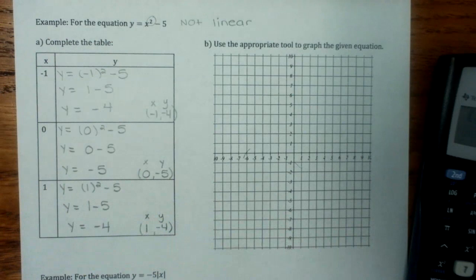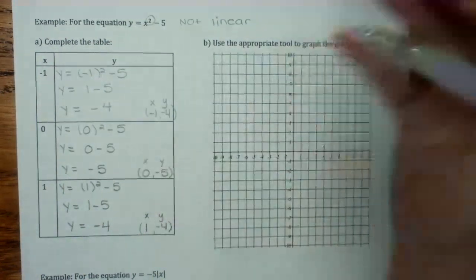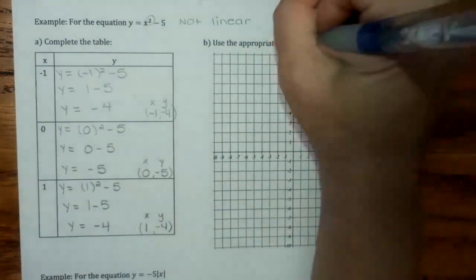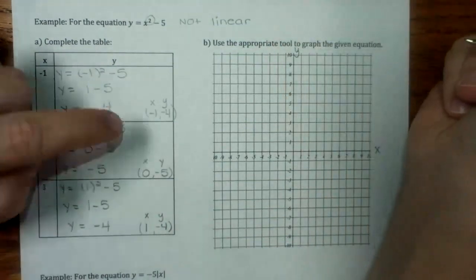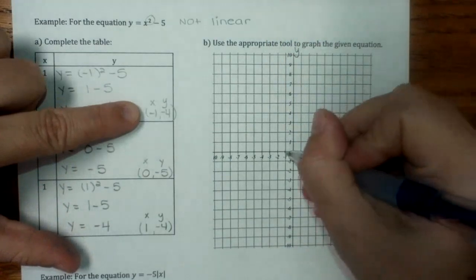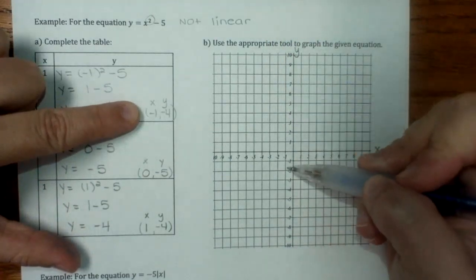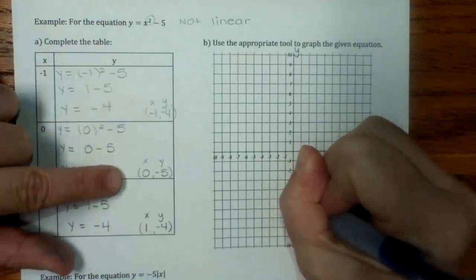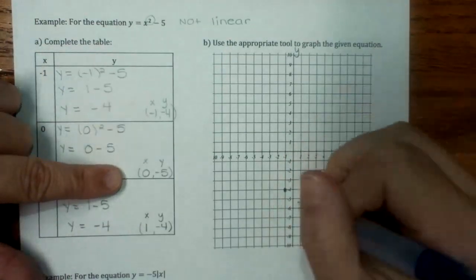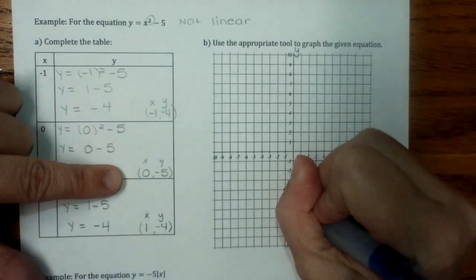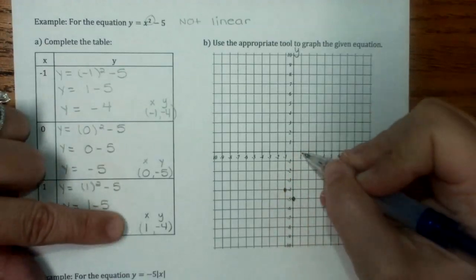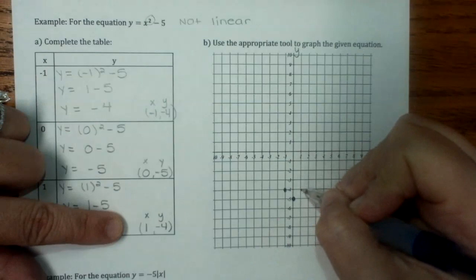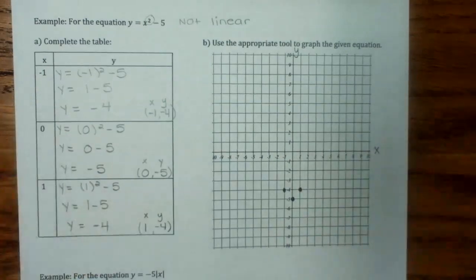All right, so we have our 3 points. Let's plot these 3 points, connect the dots, we're done. So over here, our x-axis goes left and right, the y-axis goes up and down. Our first point is -1, -4. So when x is -1, we're going to go down to -4. Here's our first point. Next is 0, -5. So x is 0, down to -5 on our y-axis. Over 1 for our x-axis, down to -4 for our y value. And there's our 3 points.